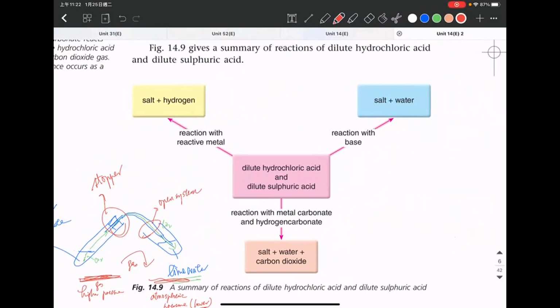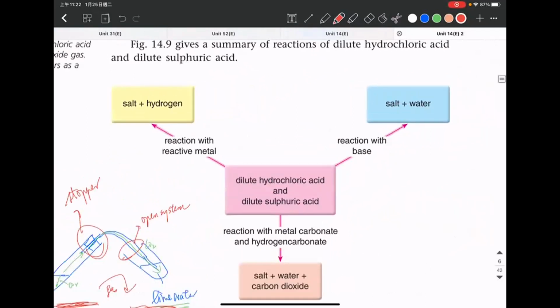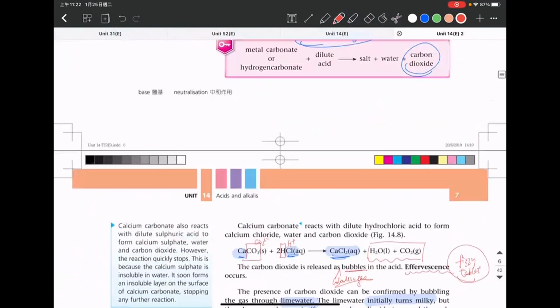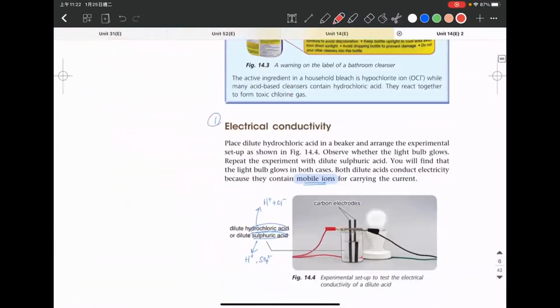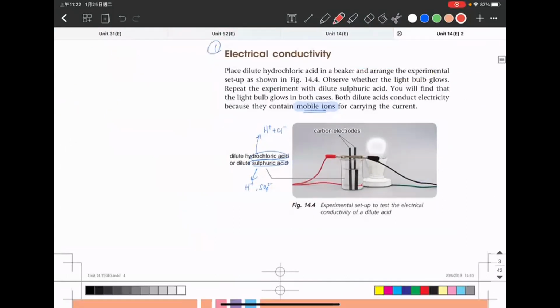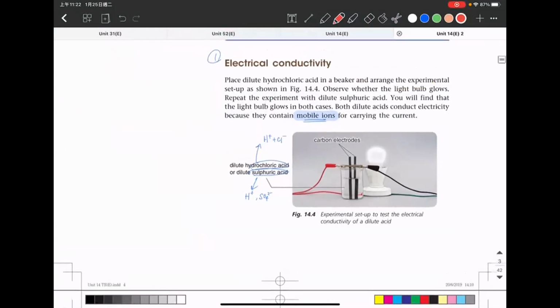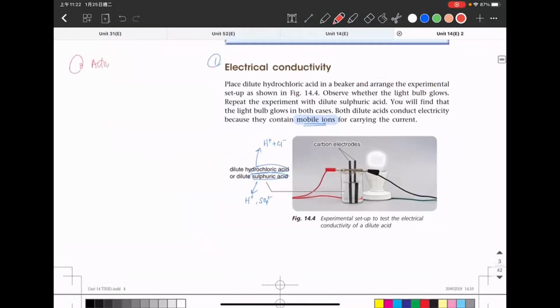So we come to a slight conclusion of today's lecture, and you may find the three chemical properties of dilute HCl and dilute H2SO4: with reactive metal, with base, with metal carbonate, and with metal hydrogen carbonate. Okay, and also we have some more properties of acid, like being electrically conductive. Do you still remember that one? Electrically conductive, as well as the action on acid-alkaline indicator.